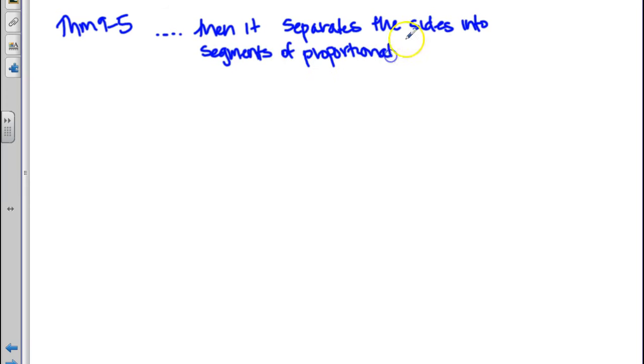All right, so you know how to remember how to spell separates? Separate. That's how I remember. I don't know. I just thought I needed to tell you that. All right, so if a line is parallel to one side of a triangle and intersects the other two sides, then it separates the sides into segments of proportional length. So let's draw a picture of what that looks like.